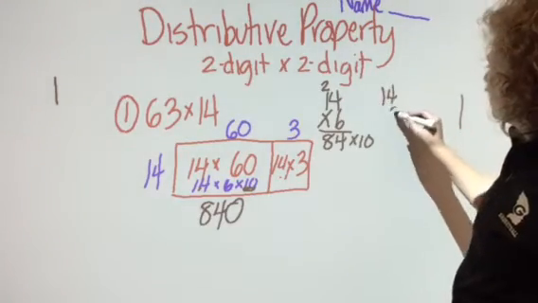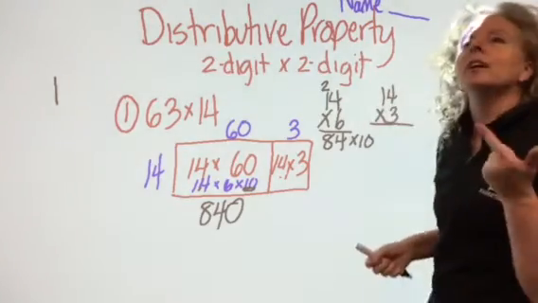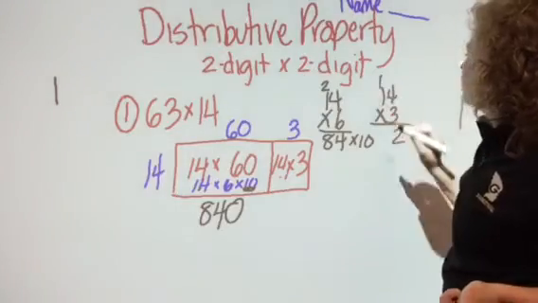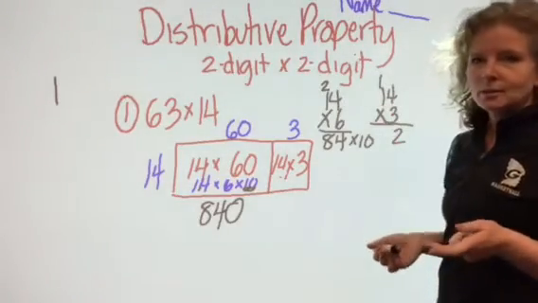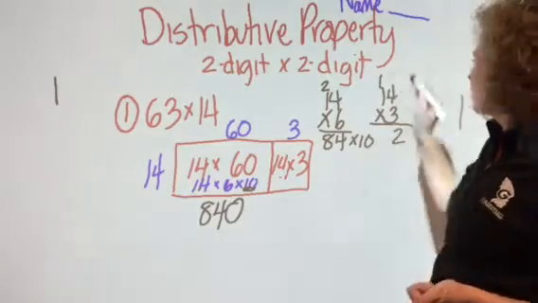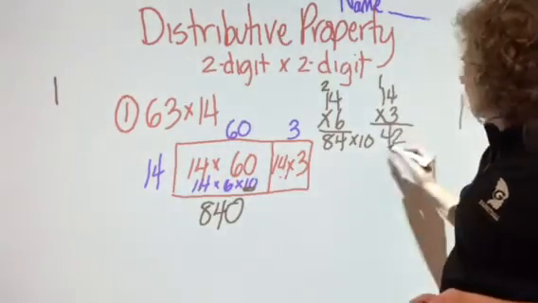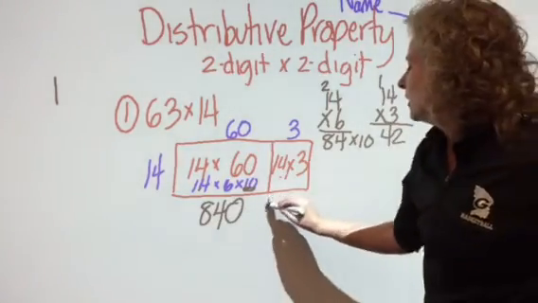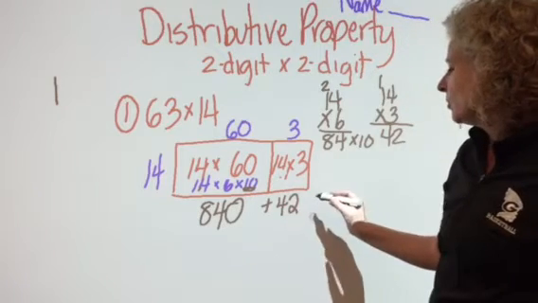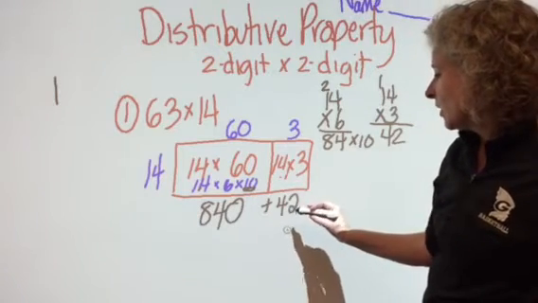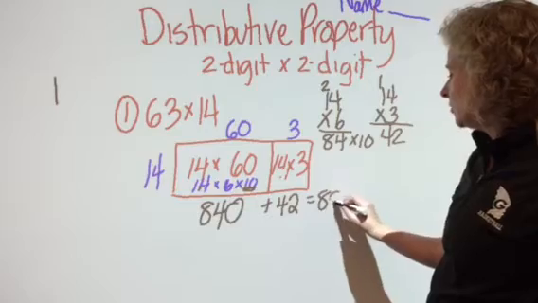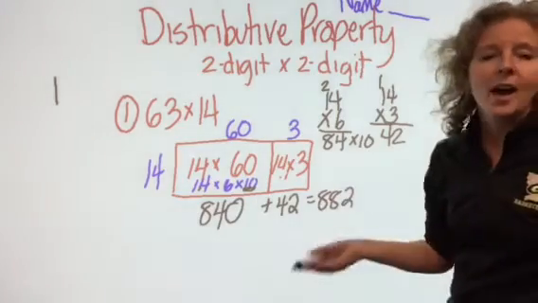We're going to do that one up here. 3 fours, 4, 8, 12. Put a 2. Okay, the 1. 3 times 1. Well, the identity doesn't change, so it's still a 3 plus 1 more is 4. Now we've got 42. So we're going to add 42. When we do that, we're going to get 882. This is how you can check.